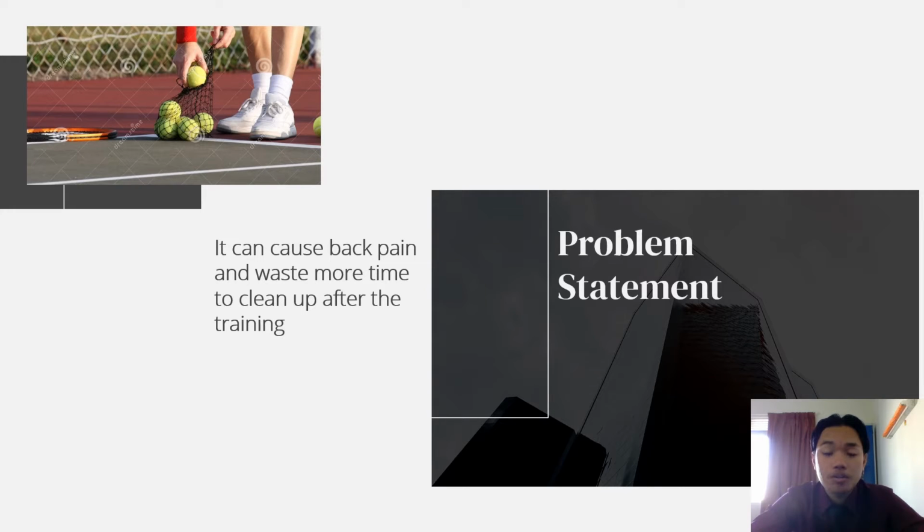So the problem statement that we need to solve for the people that do not use the product is it can cause back pain and waste more time to clean up after the training. So people after the training who didn't use this product may take some time to pick up all the tennis balls alone.